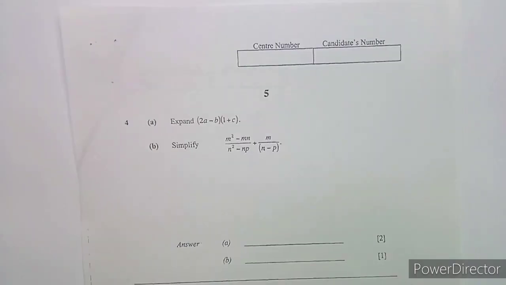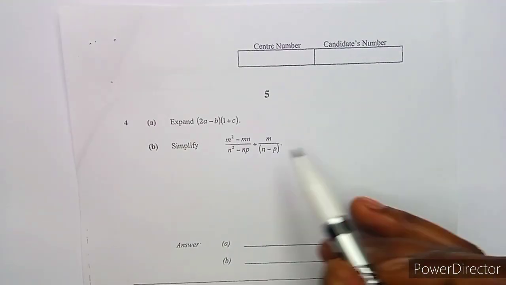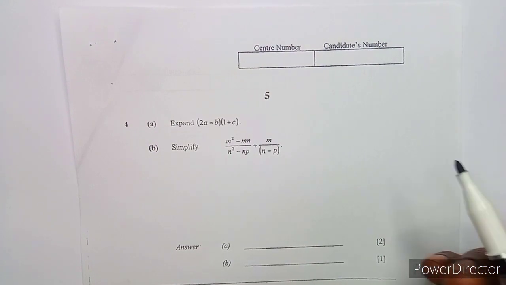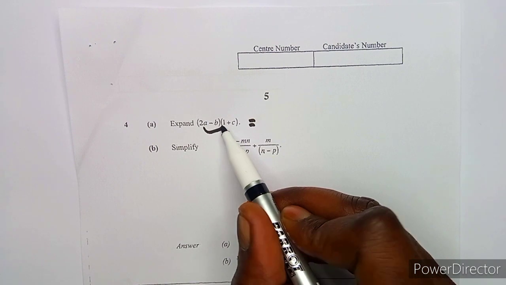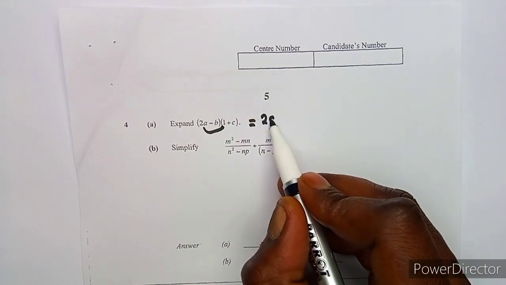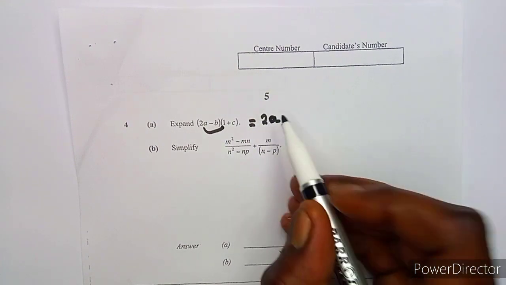All right, let's see here on number 5, we are asked to expand. So it is just a matter of expanding 2 and 1. So 2 times 1, that is 2a times 1, sorry, which is 2a.